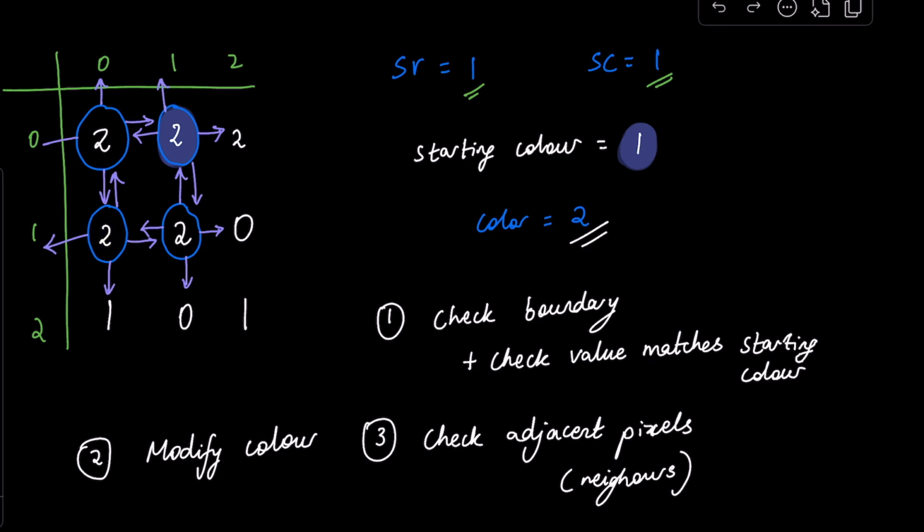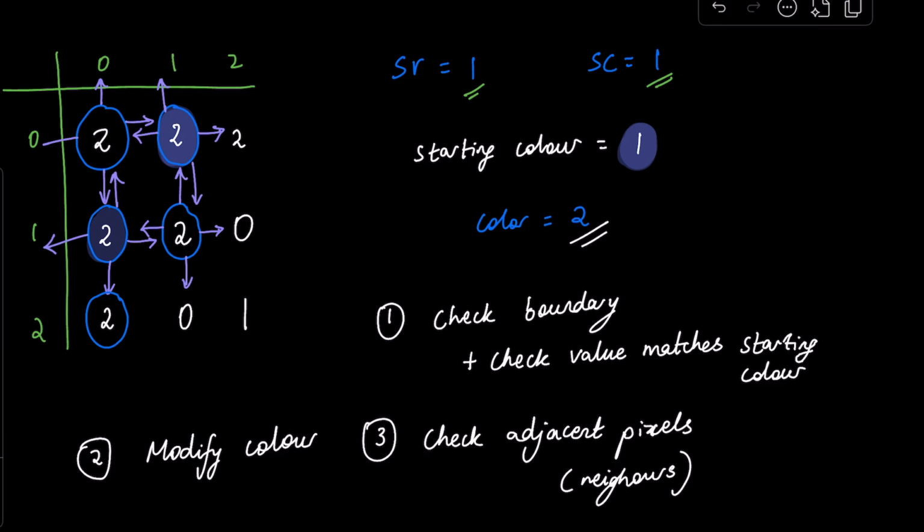Now focusing on this pixel, we know that above we've already visited this pixel, so we can return out. To the right, again, we've visited this pixel, so we can return out. And looking at the pixel below, we can mark it as we haven't visited, and we can see it's within the boundary and it matches the color for the starting color. So this will get modified to a value of 2.